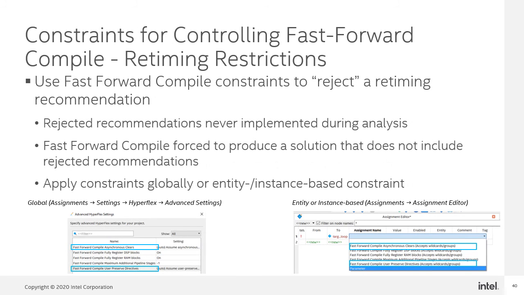To control your fast-forward analysis, there are two constraints that you can use. These allow you to reject a recommendation, or basically tell your fast-forward analysis to produce a solution that does not involve a particular recommendation. Both constraints can be applied globally, affecting the entire design, or locally, affecting a particular instance in the design. The bottom of this slide shows setting the options globally using the Quartus Prime Settings dialog box and Entity Base using the Quartus Prime Assignments Editor. Of course, they may also be entered directly into your QSF file.